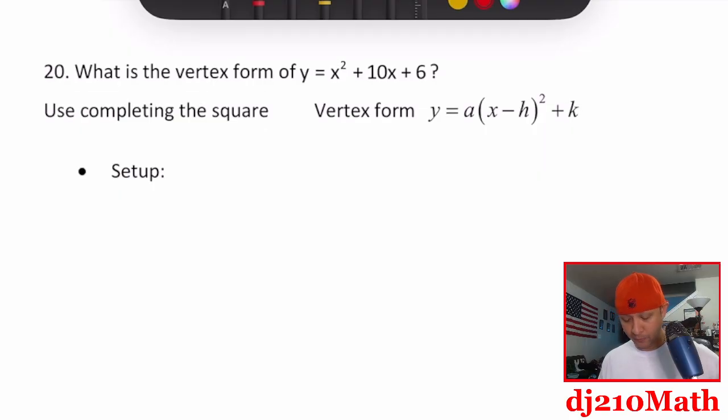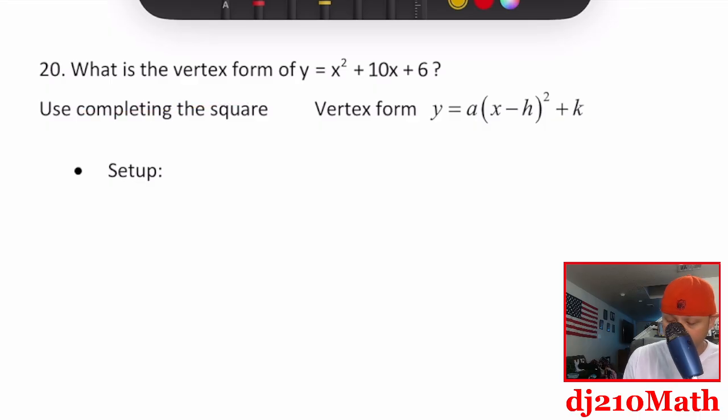What is the vertex form of this? Okay, so it's in standard form. We need it in vertex form. There's multiple different ways of doing this, I guess, but it's telling us which way to do it. So completing the square, that's what we have to do. That's the instructions right now. All right, so this is a very specific process that has to happen.